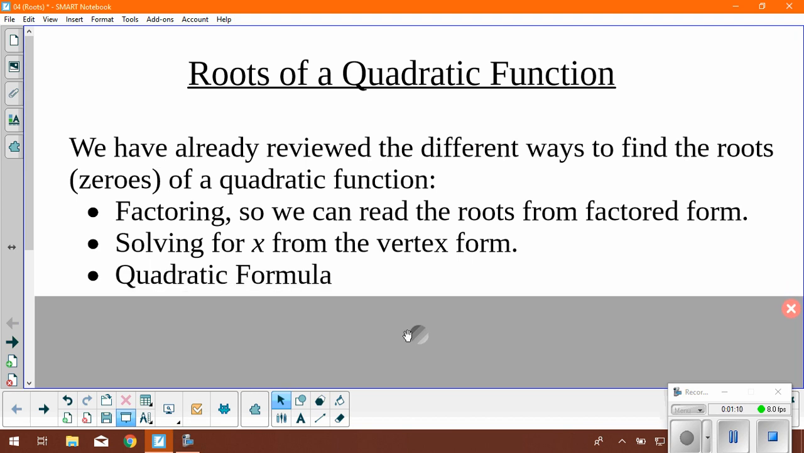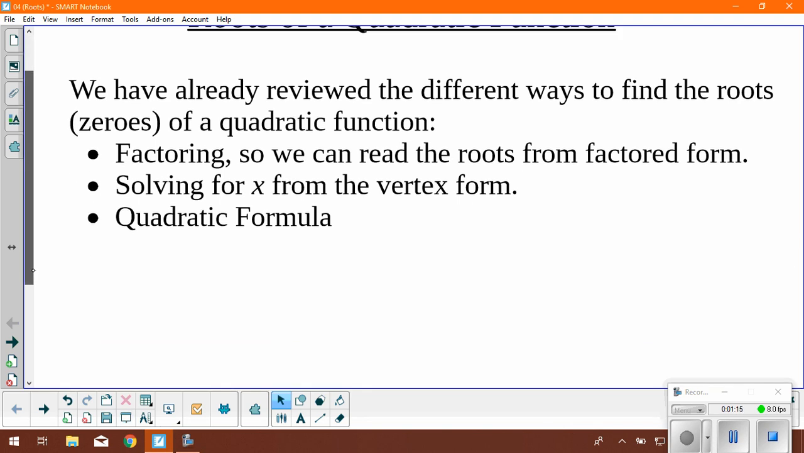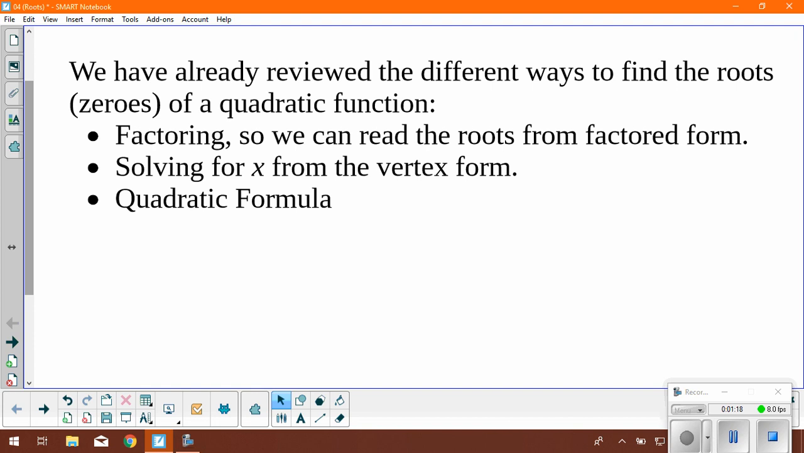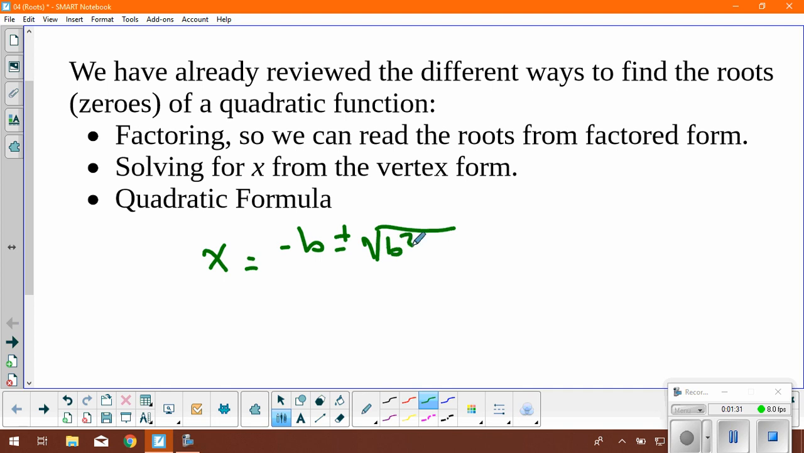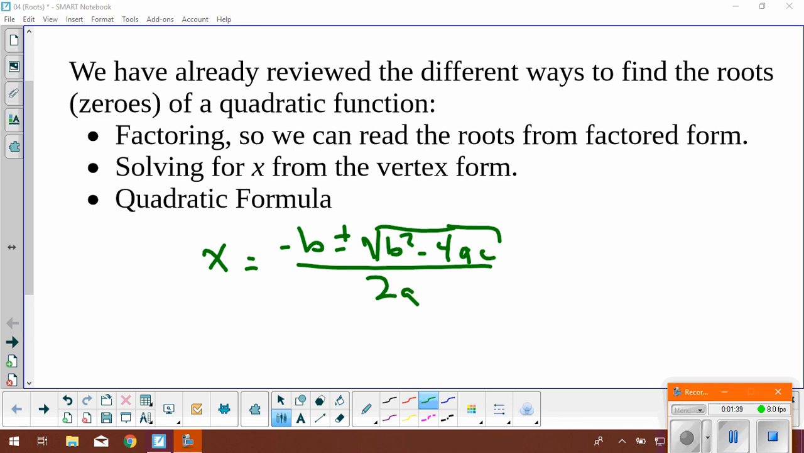Last but not least, we can use the quadratic formula, which I'm sure Isaac is reciting for us even as I speak here. Once again, that lovely quadratic formula is x equals negative b plus or minus the square root of b squared minus 4ac, all over 2a. Okay, so those are three methods. So we'll do some examples and put some of this to use.